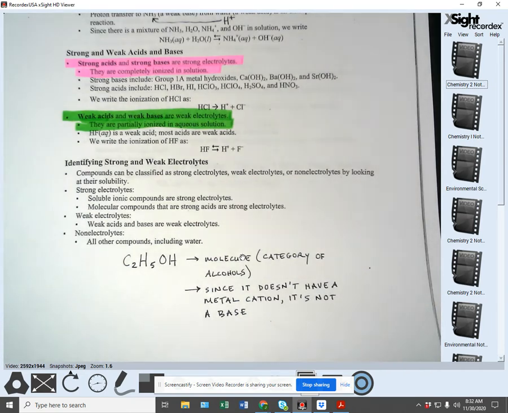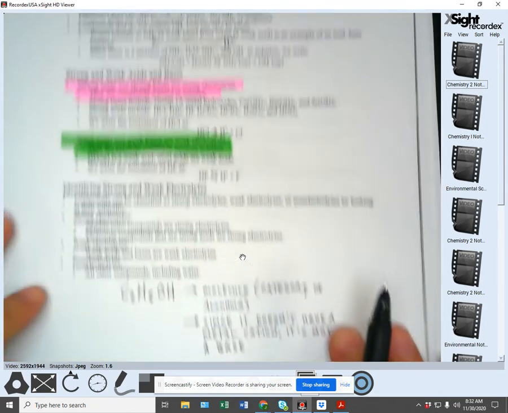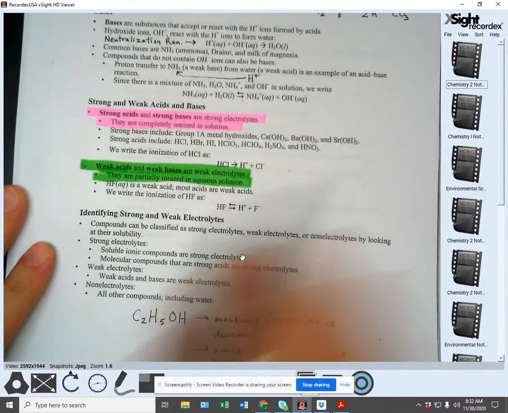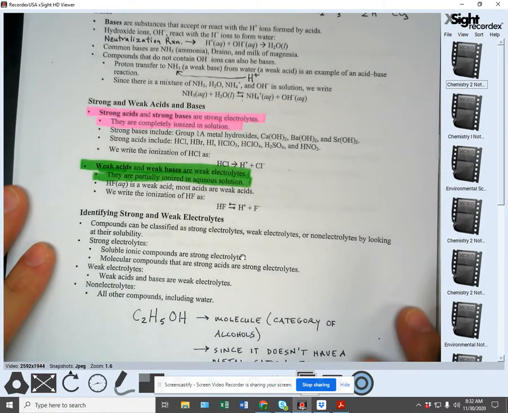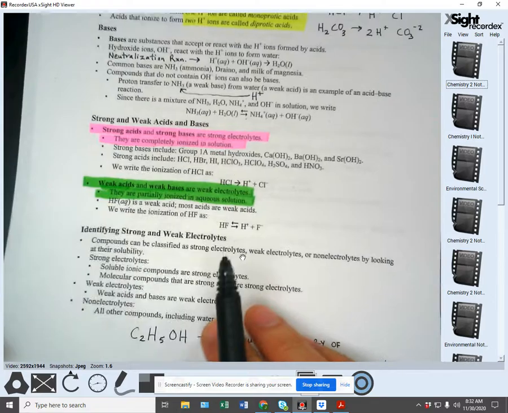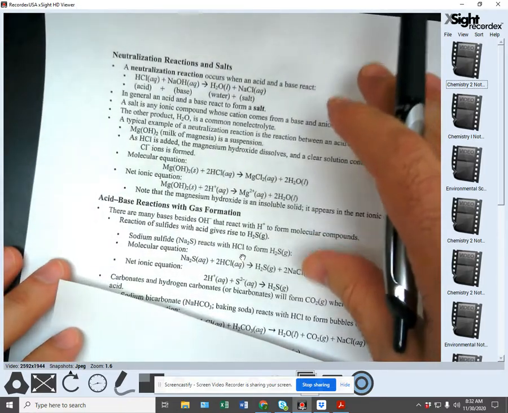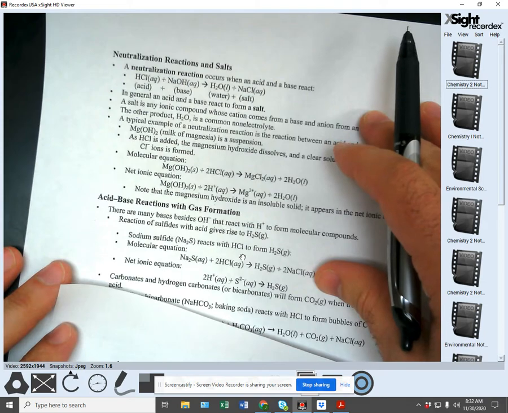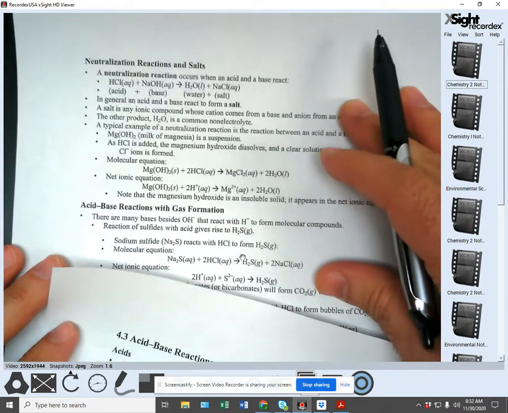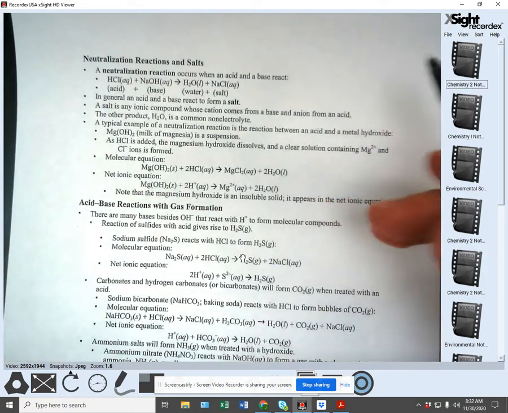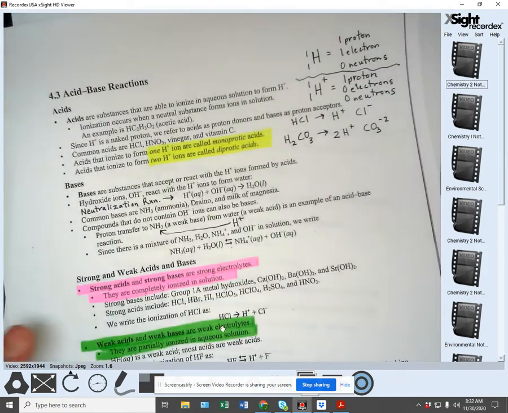Okay, so I'm going to stop this video here because this will be listed under the acid-base reaction with the electrolyte stuff. And then I'm going to do a second video, so they're split up for you, on the neutralization reaction with the salts and the acid-base reaction with the gas formation stuff. All right?